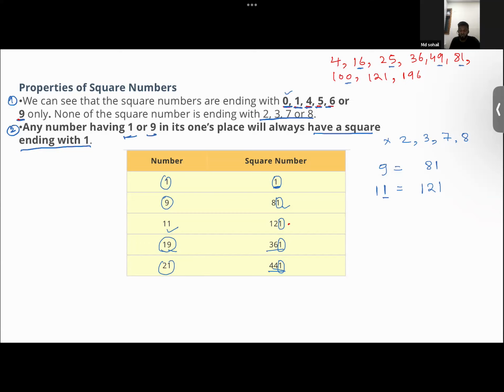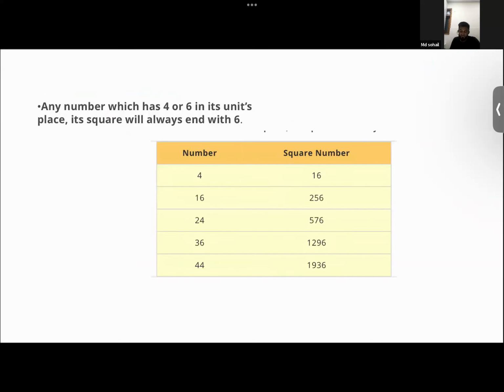Okay, so let's move ahead then. Now, what about those numbers whose unit place is either 4 or 6? What do we say about the unit place of their squares? Suppose we have a number 4 here. So what is the square of 4?